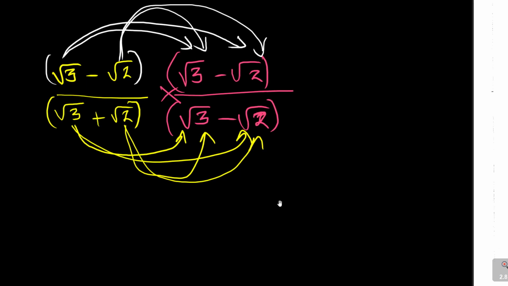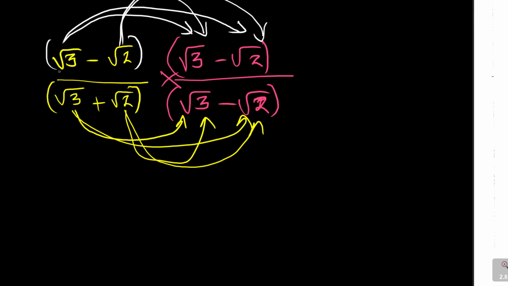So what do we have here? What we have on the top is root 3 times root 3. You need to know, when I multiply a square root and a square root, I get the number. So that is where you get 3. And then root 3 times negative root 2.